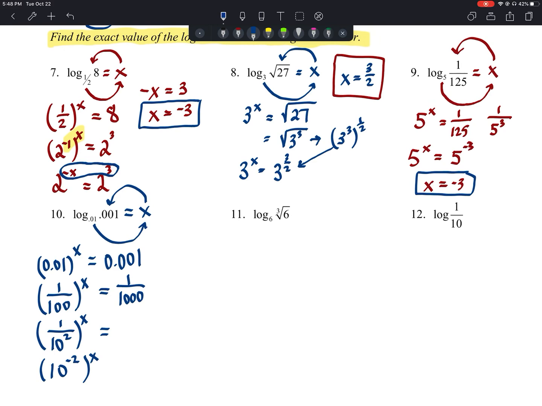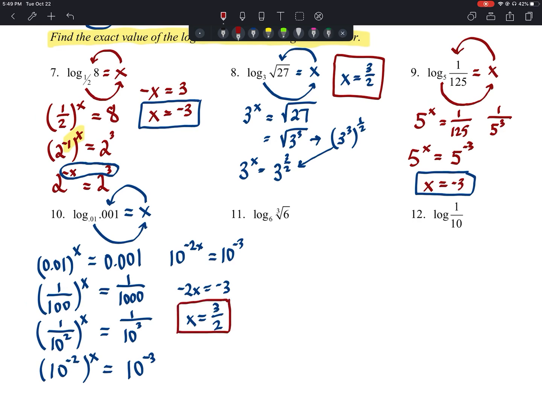On the right side, 1 over 1,000, the same thing as 1 over 10 to the third, which then if we moved it to the numerator, we'd end up with 10 to the negative third. So our equation that we're looking at right now is 10 to the power of negative 2x is equal to 10 to the negative third, in which case we'll just pull the exponents and set up a new equation, and we'll get that x is equal to 3/2 or 1.5, and that would be our answer.